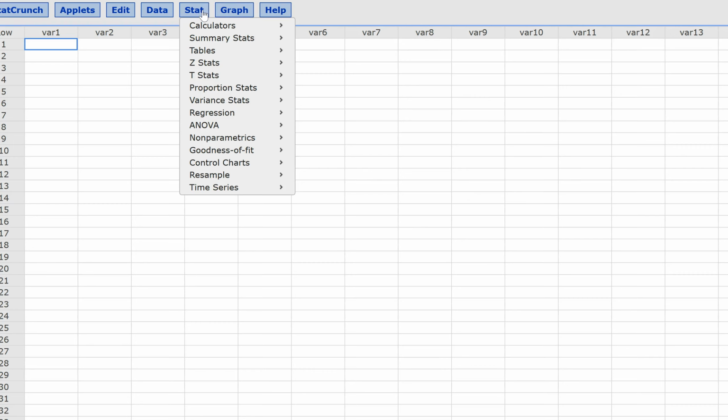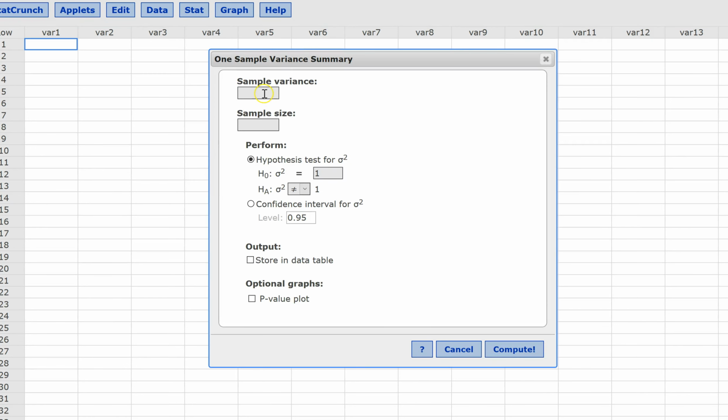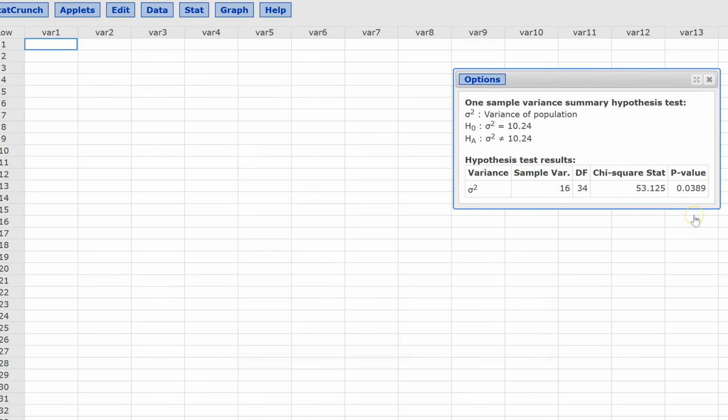I go Stat, Variance Stats, one sample with summary. The sample variance was 16, the sample size 35. And here we can go, oh, here's a little reminder, this sigma squared is variance. So I need to type in the population's variance. Population's variance was 10.24. Our alternative hypothesis was a not equal to. We hit compute. I have a p-value of 0.0389.